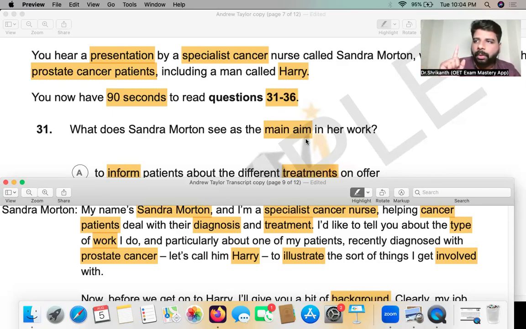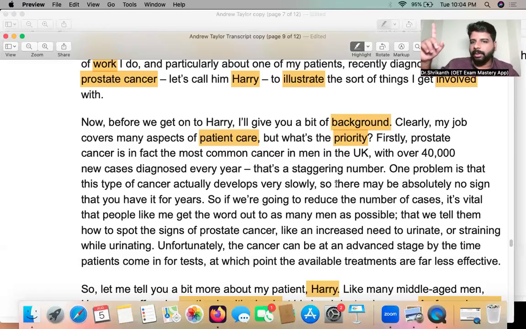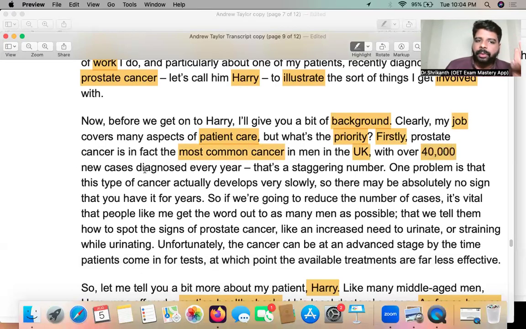So what is all of your priority? OET success is your priority. Okay, so your main thing in life currently is OET success. So that is what we call priority. So as soon as you hear this word, you should become alert. Okay, now she's going to tell about the main priority of her job. Okay, so now let's see. So firstly, again, this is background information she's telling about. She's telling prostate cancer is in fact the most common cancer in men in the UK. Okay, so this is the most common cancer with over 40,000 new cases diagnosed every year. So she's telling again the background information.